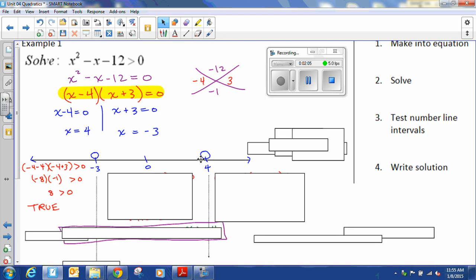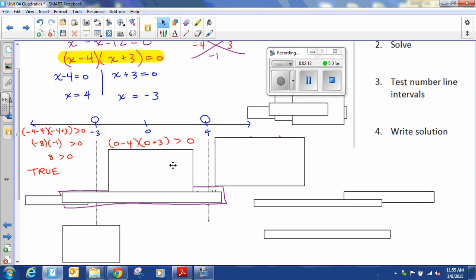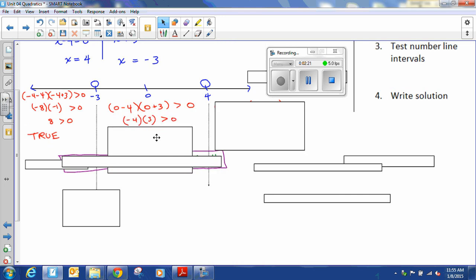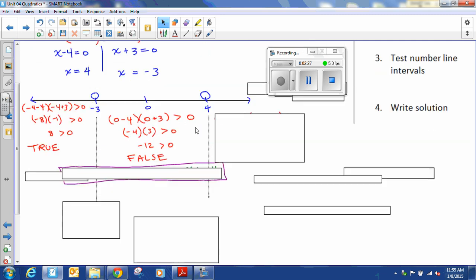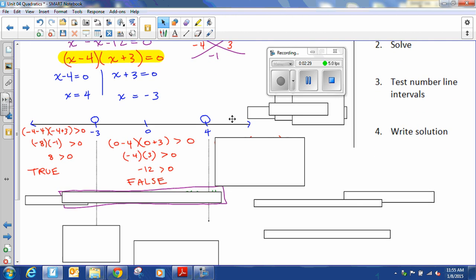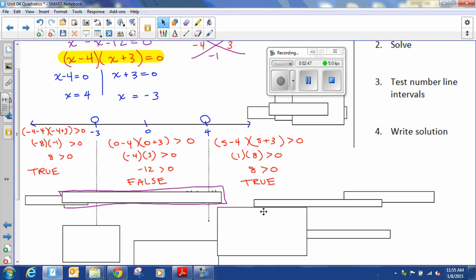Let's now choose a test point that's between negative 3 and 4. Well, the easiest number to use is 0. So if we plug in a 0 here for x and a 0 here for x, we'll end up with this inequality. Negative 4 times 3 is negative 12. Is negative 12 greater than 0? No. False. Finally, we're going to choose a test point for this last interval. We'll choose 5. So we have 5 minus 4 times 5 plus 3 is greater than 0. 5 minus 4 is 1. 5 plus 3 is 8. And 1 times 8 is greater than 0 is a true statement.